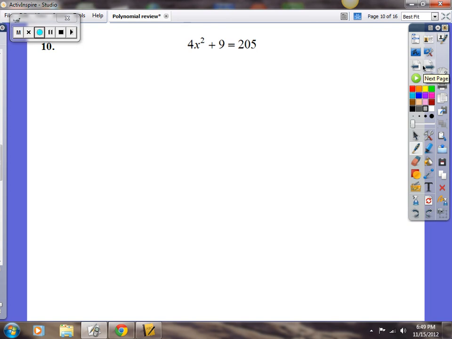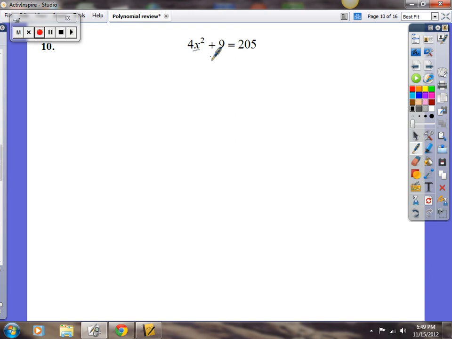Okay, number 10, now you've got an equation. So there's 3 types: easy, medium, hard. This one is easy because there's only an x squared. There's no x term. So if there's just an x squared but not an x, I'm just going to undo it. I'm going to solve for x.